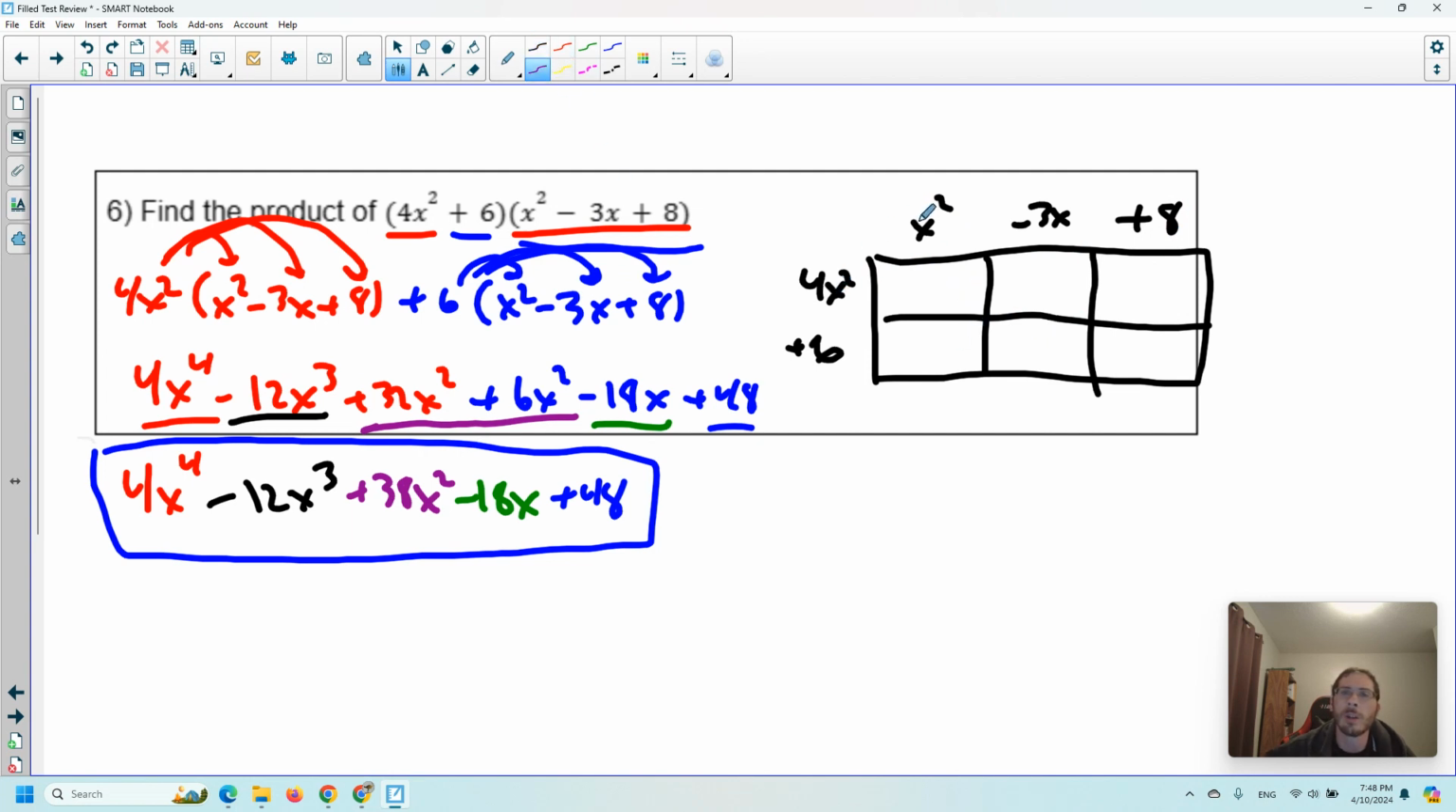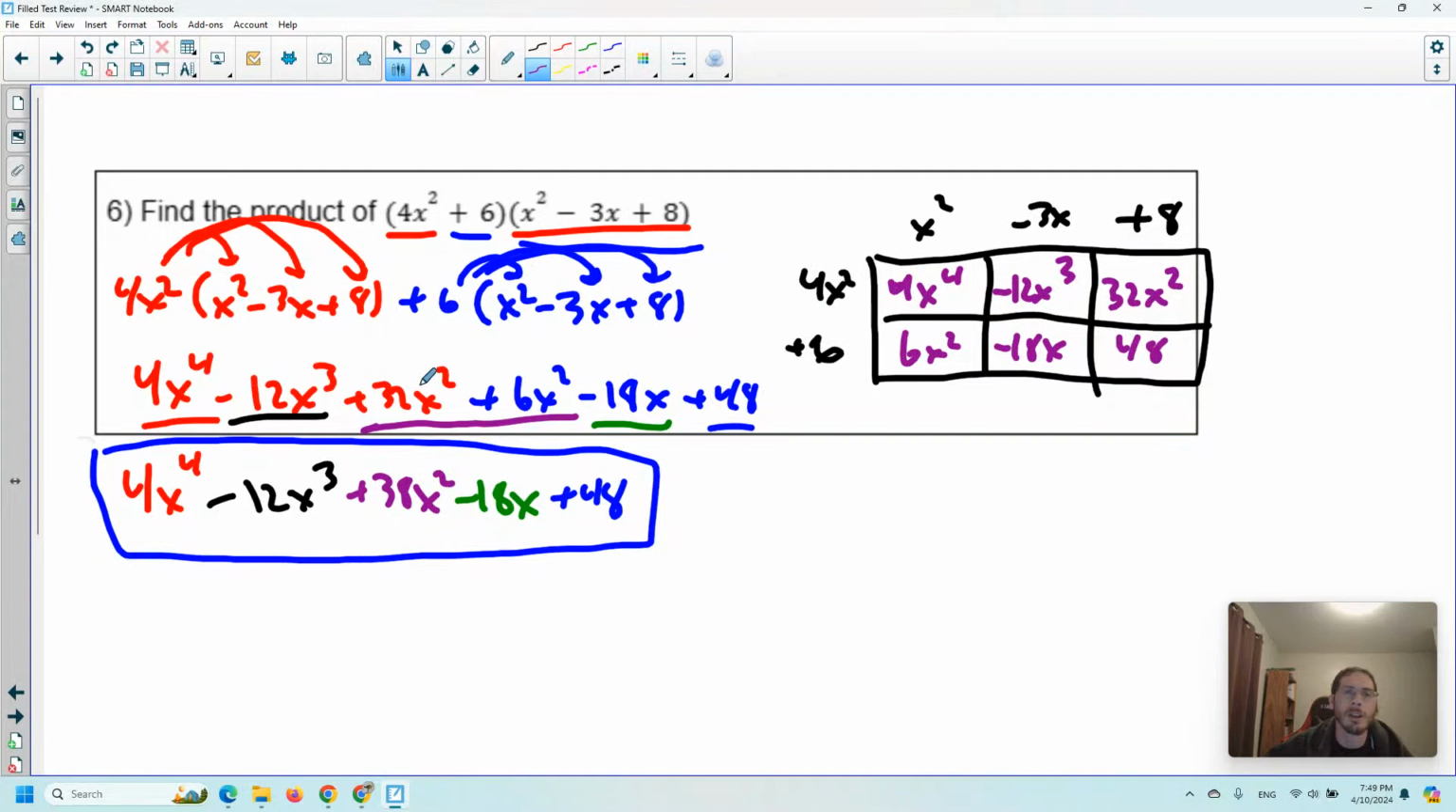So 4x squared times x squared is 4x to the 4th. 4x squared times negative 3x is negative 12x, that's where they connect, x to the 3rd. 4x squared times 8 is 32x squared. Then we connect these ones. x squared times 6 is 6x squared. 6 times negative 3x is negative 18x, and then 6 times 8 is going to give us 48.